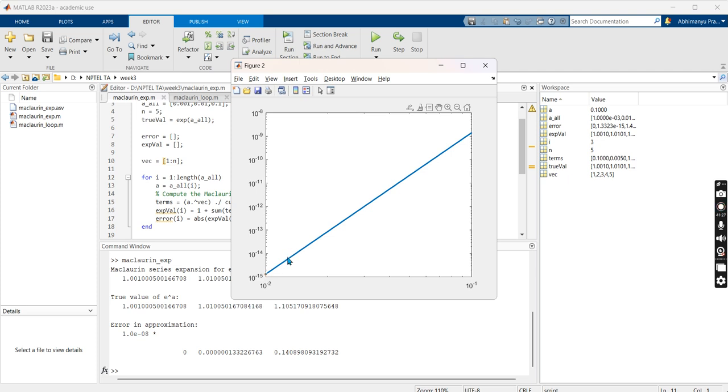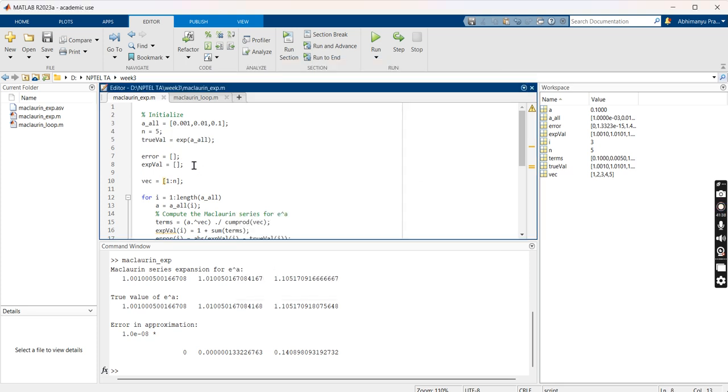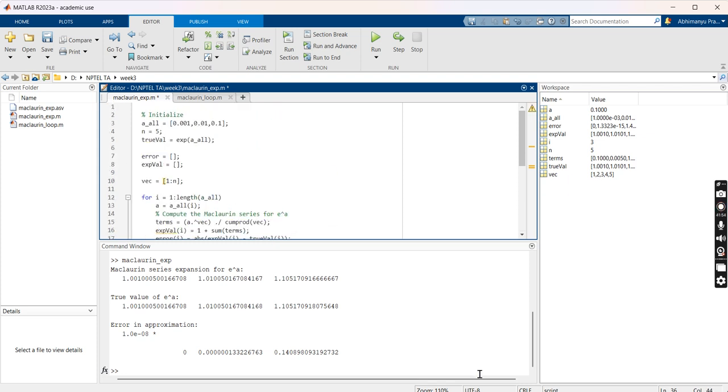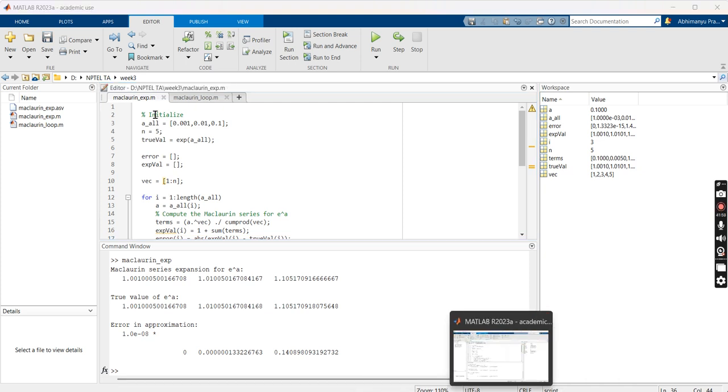This graph is for n is equal to, I have taken 5 number of terms, so this graph is for n is equal to 5, right? And on the same plot, I will just put a hold on over here, and a hold on over here. We just close these plots and try to plot them again for different values of n.